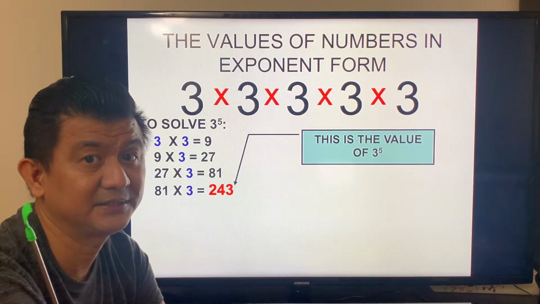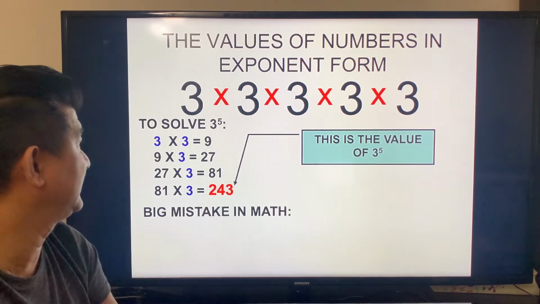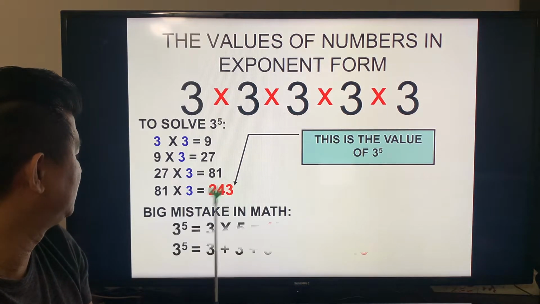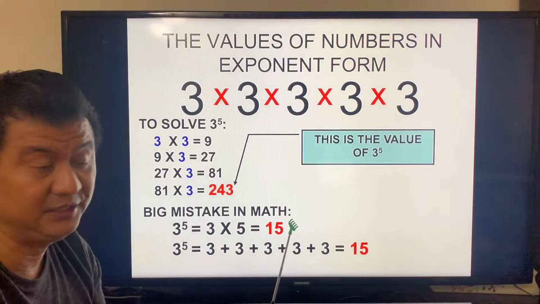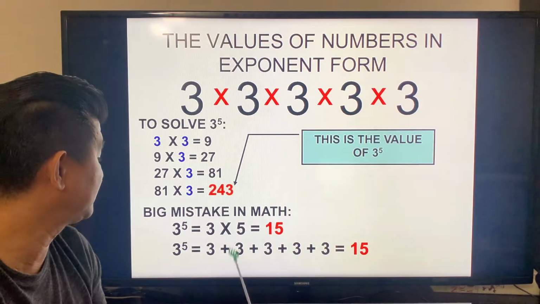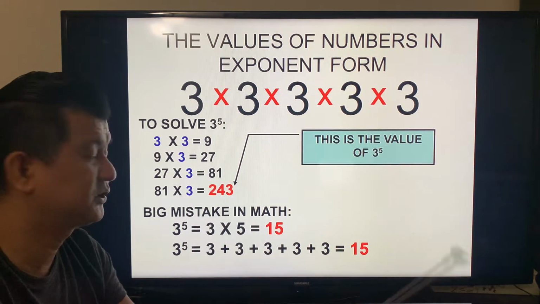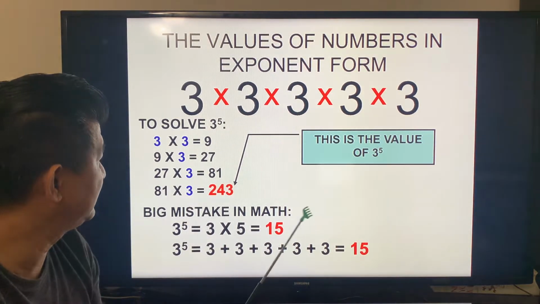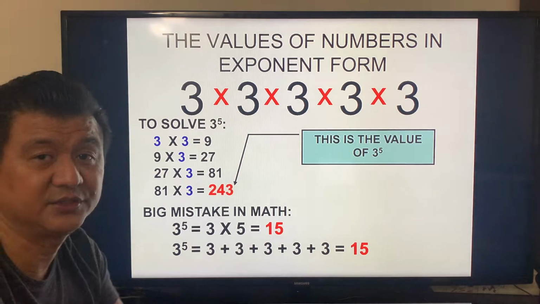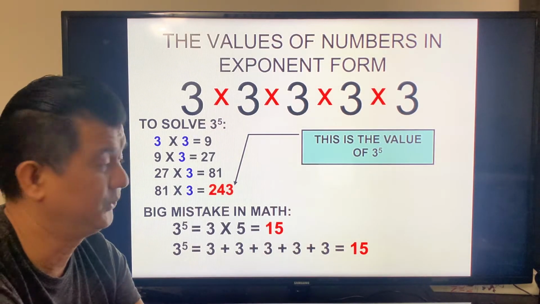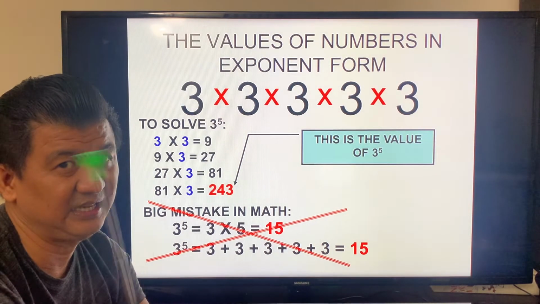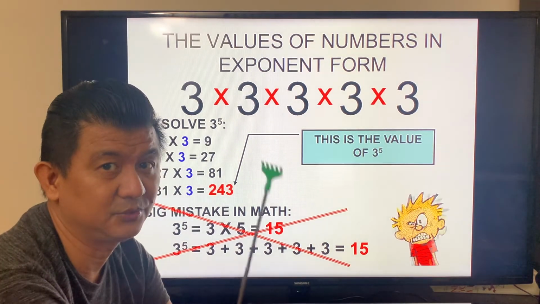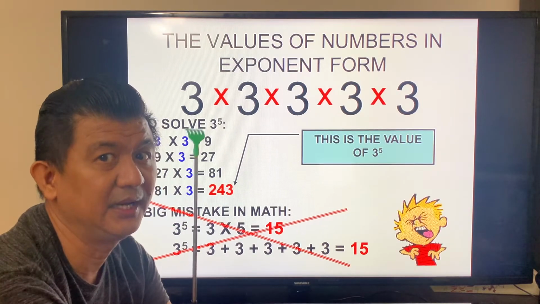But there is a big mistake. What is the big mistake? Students would often do this. 3 to the 5th power, they just multiply the 3 and the 5 to make it 15. Or sometimes they do 3 plus 3 plus 3 plus 3 plus 3, which is 15. Is 15 the same with our value of 243? No. So therefore, do not do this. This is not allowed. So never do that. You cannot multiply the base and the exponent.